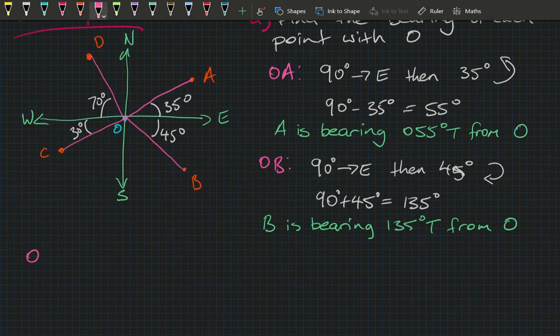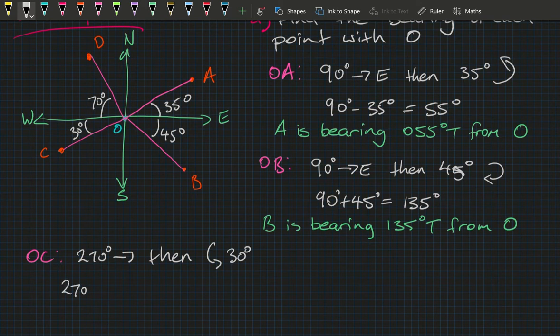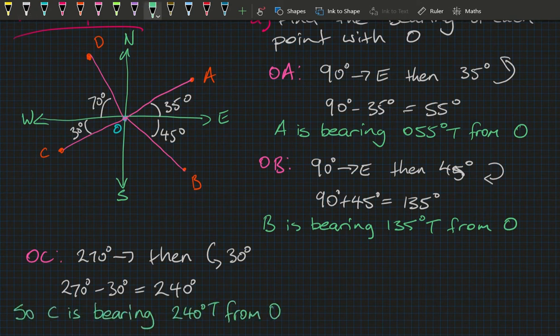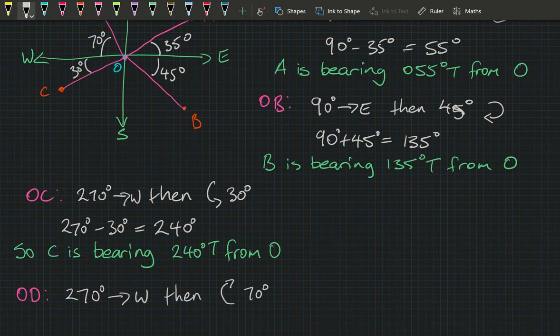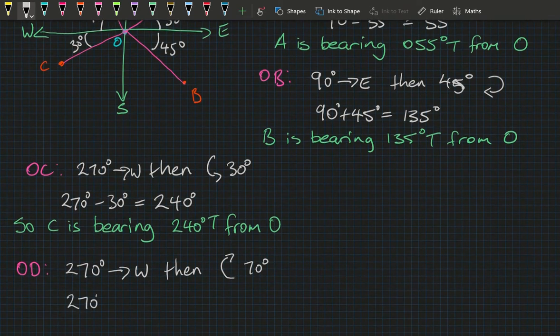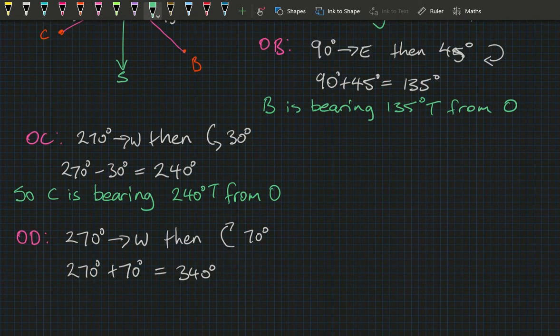O to C, we're going to move 270 degrees to west, and then we're going to move back counterclockwise 30 degrees. So 270 minus 30 equals 240 degrees. So C is bearing 240 degrees from O. And last but not least, we have O to D is 270 degrees to west, and then another 70 degrees clockwise. So we have 270 plus 70 equals 340. And D is bearing 340 degrees from O.